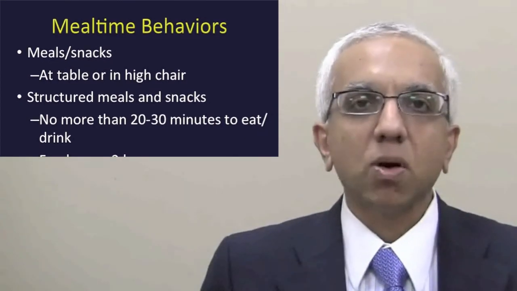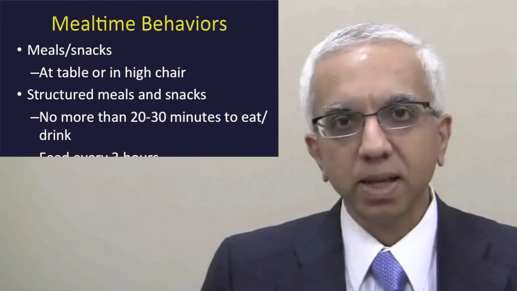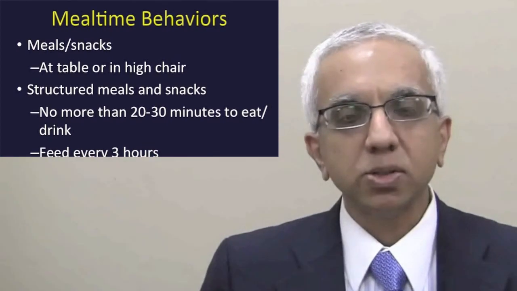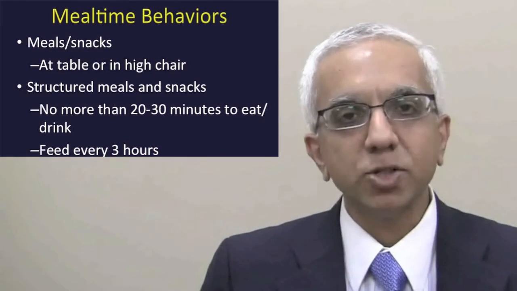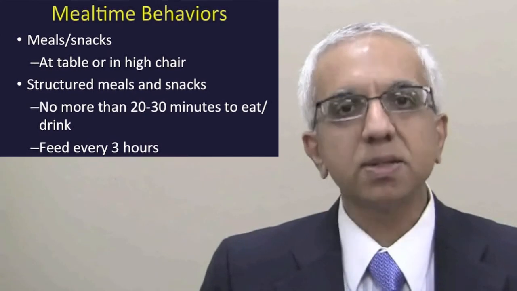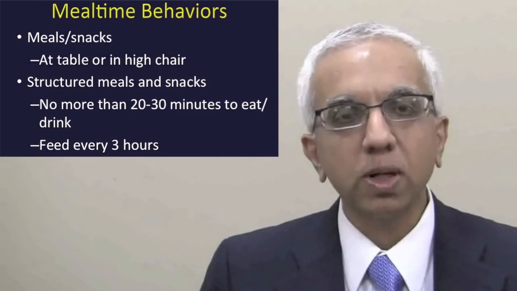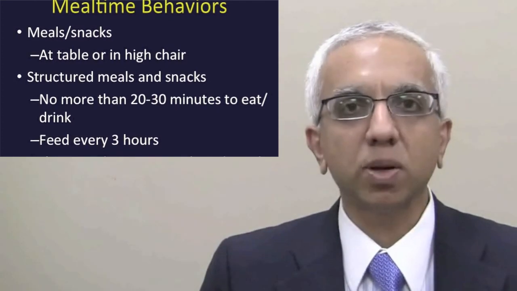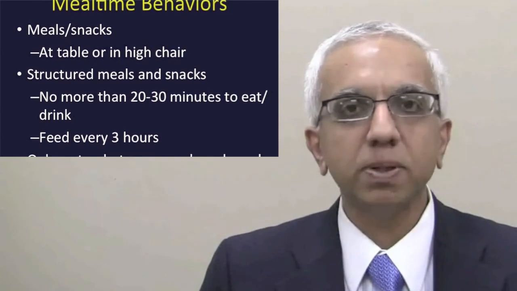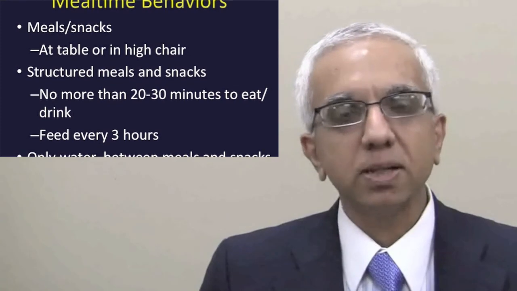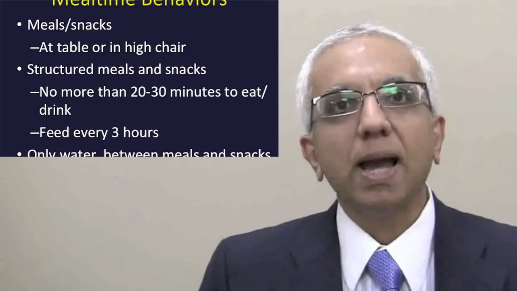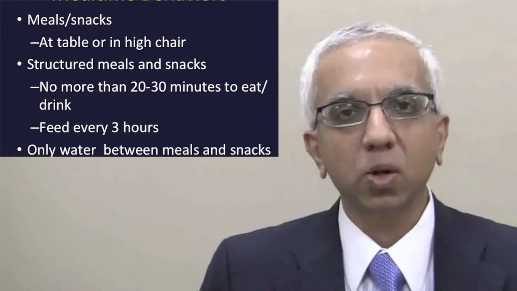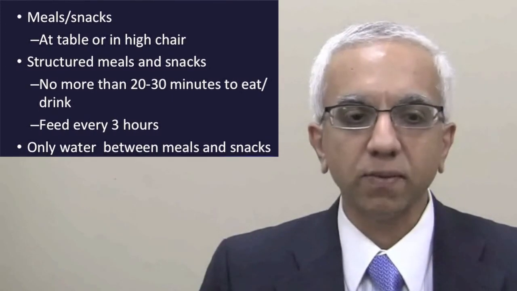Mealtime behaviors. All meals and snacks should be at the table or in the high chair. It is pertinent to note that the family should be asked where the child eats. Some families are so poor that they cannot afford a high chair and the child just eats in a corner on a plate or on some newspaper. This can still be the child's place to eat, and everything can be done in that location even if a high chair is not available.